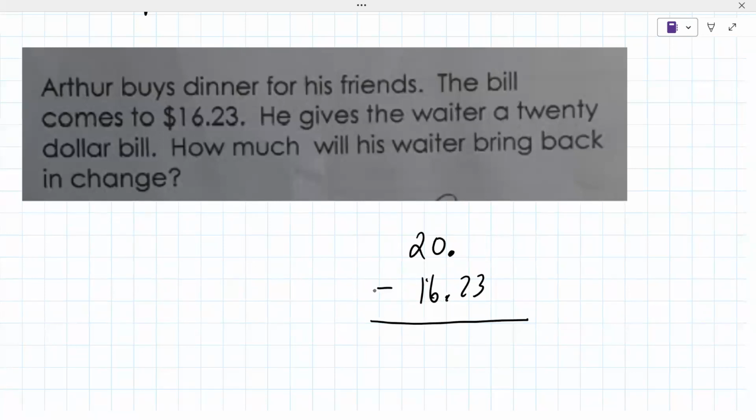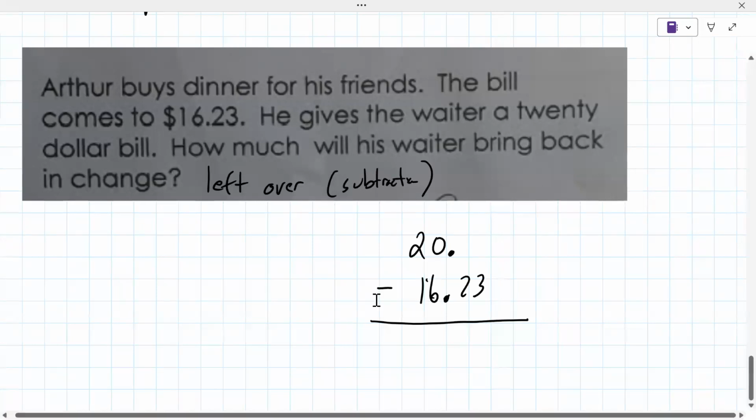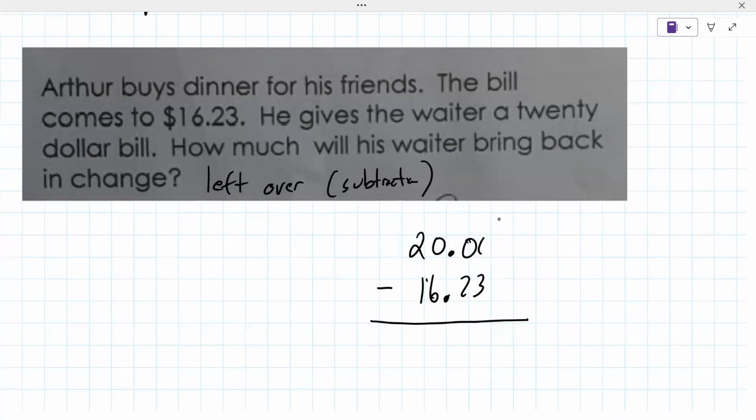To see how much. So whenever you're asking for how much is left over, that's a subtraction operation. And that's essentially what we're asking here. Now, do you remember what you put in this position on the right of the decimal when there is nothing there? Do you remember what goes in those positions? 0, 0. 0, 0. Very good.